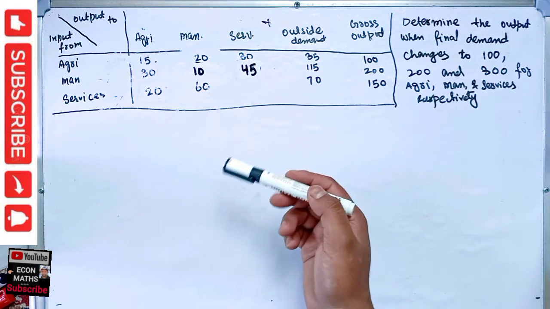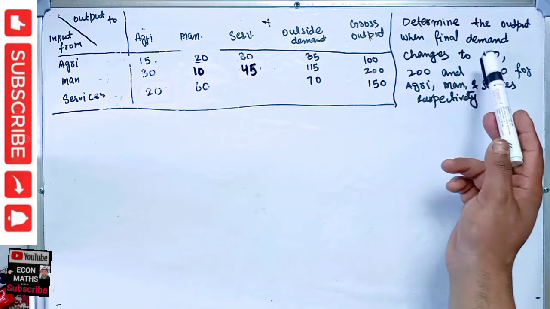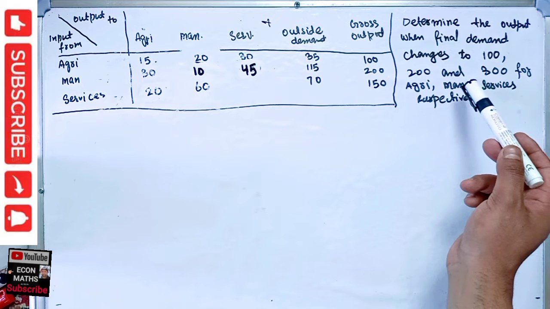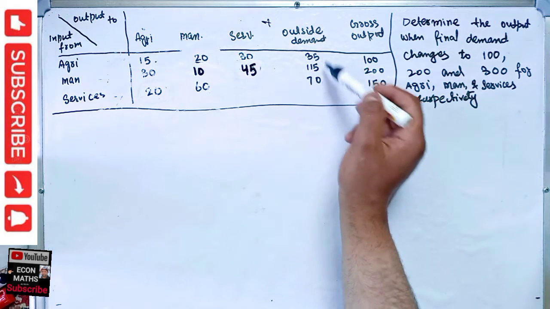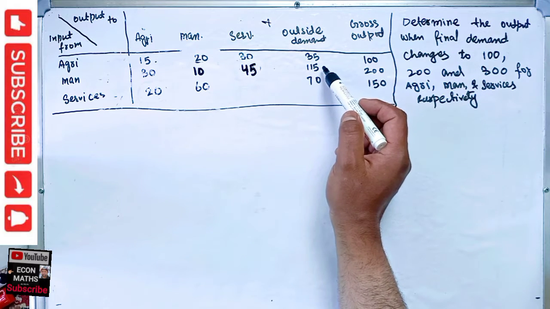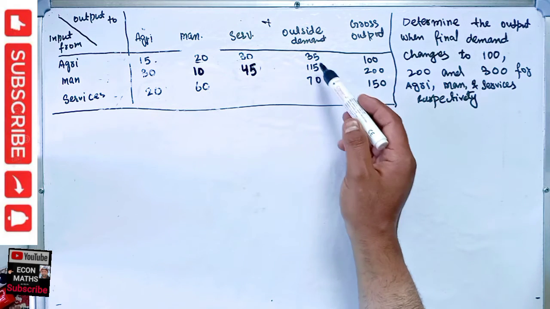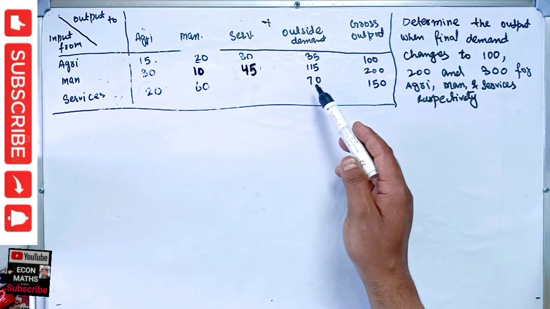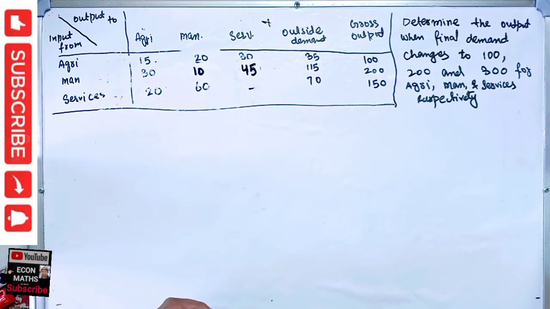We are given an input-output table, and from there we have to determine the output when the final demand changes to 100, 200 and 300 for agricultural, manufacturing and service sectors respectively. That is, this final demand changes from 35 to 100, the manufacturing outside demand changes from 115 to 200, and the service sector demand changes from 70 to 300. Okay, so we will try to see how to solve this.